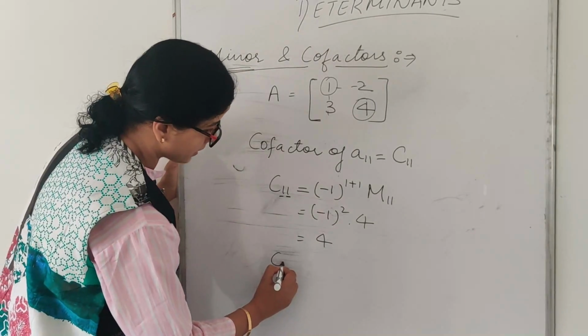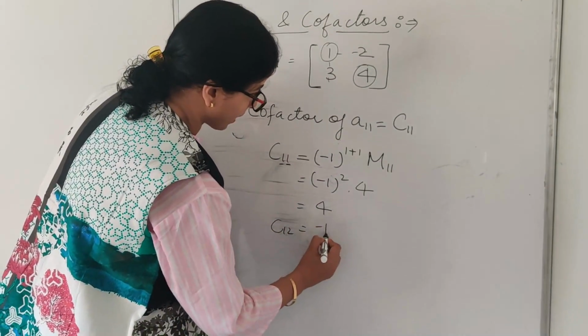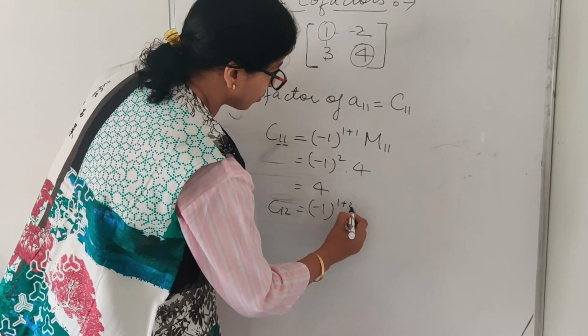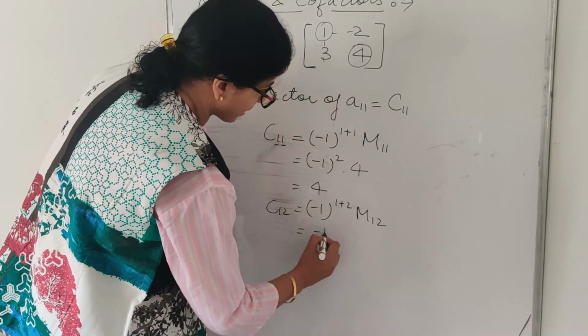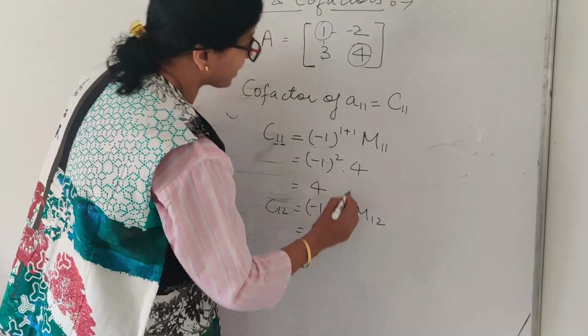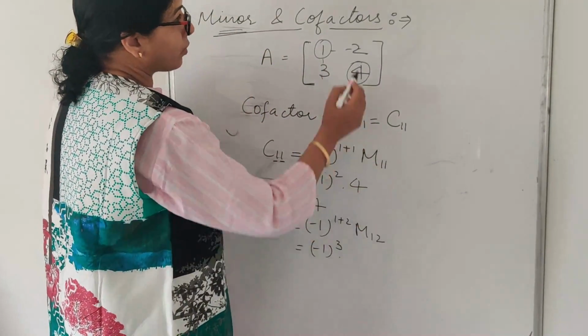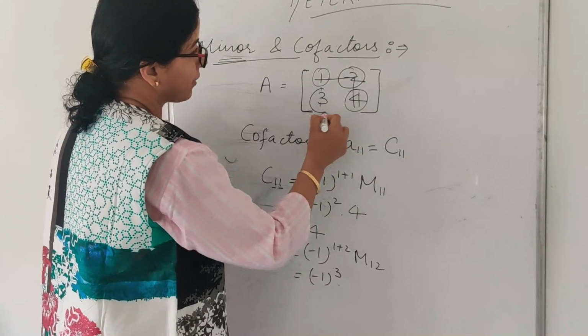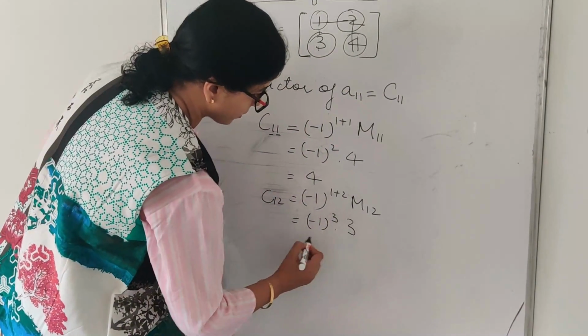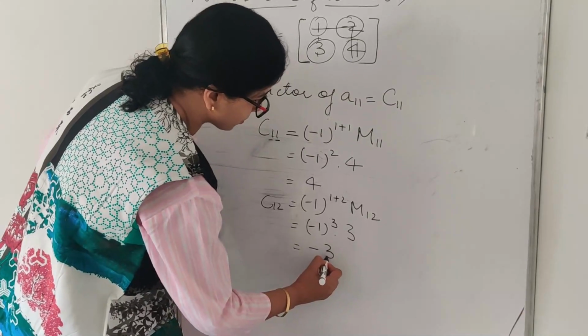Okay. C12 will be what? Minus 1 to the power 1 plus 2, M12. Okay. Minus 1 cube. Now we'll take what is M12. So this is there. Leave the corresponding row and column. What you are left with? 3. So it will become minus 3.